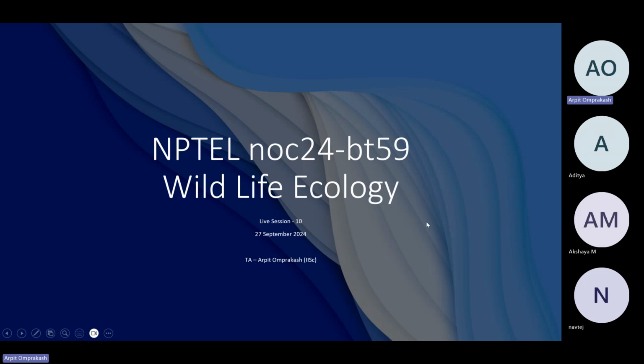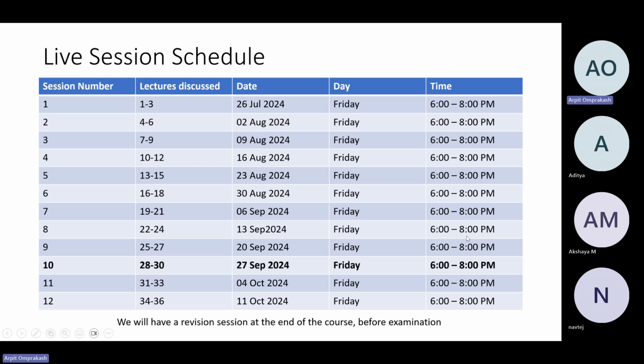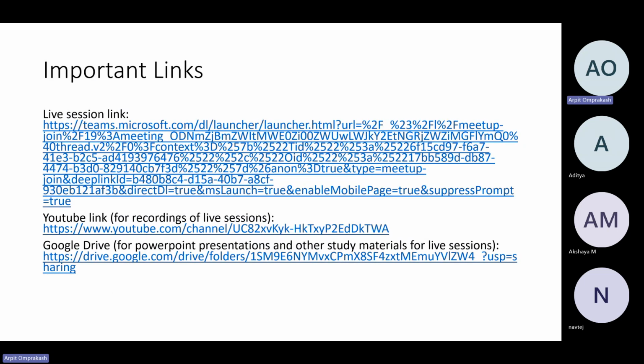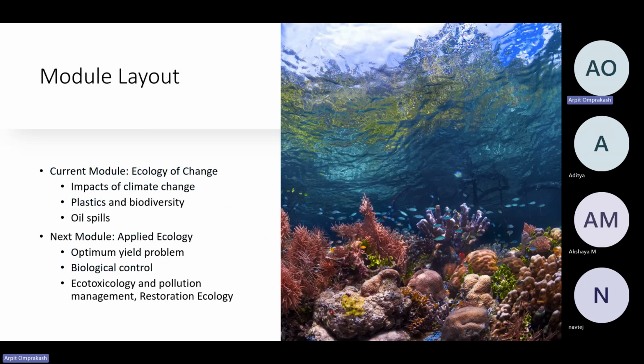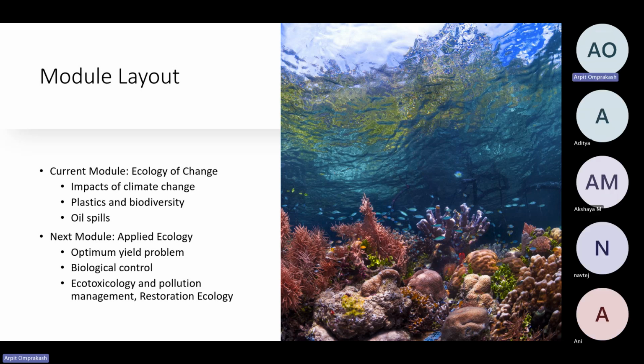Okay, so today we start with live session 10, where we'll be discussing lectures 28 to 30. Here are some important links, and this is the module we'll be discussing. It's called Ecology of Change, and we'll talk about impacts of climate change, plastics, and how they affect biodiversity. We'll also look at some disturbances such as oil spills. In the next module, we'll talk more about applied ecology.